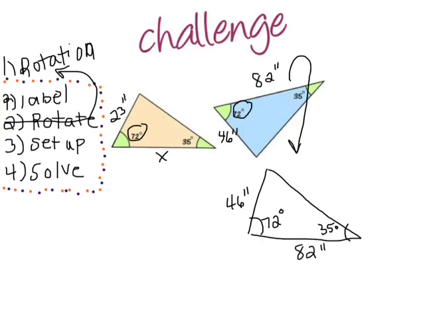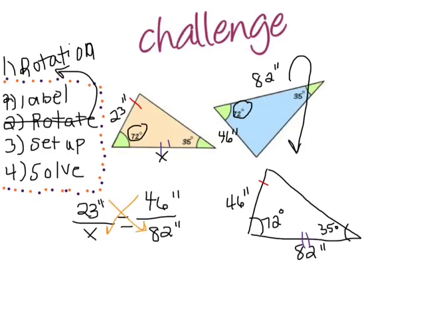All right, so now I can mark it up. I see that the 23 matches with the 46, okay, and then the 82 goes with my x. So now I can simply solve. I'm going to set up 23 inches and x. And what matches up with the 23? I already marked it. So 46 inches and 82. What's my next step? Cross multiply.